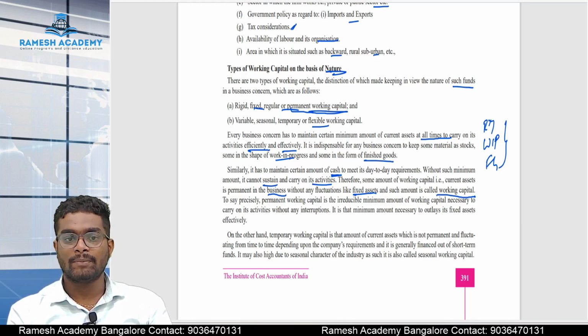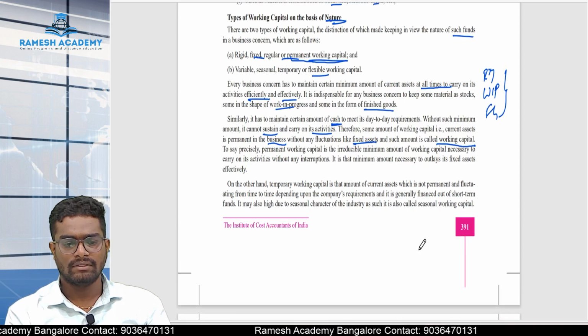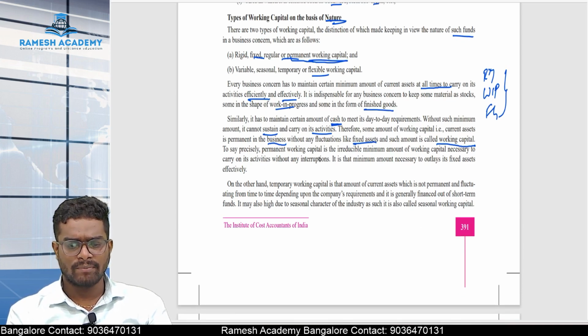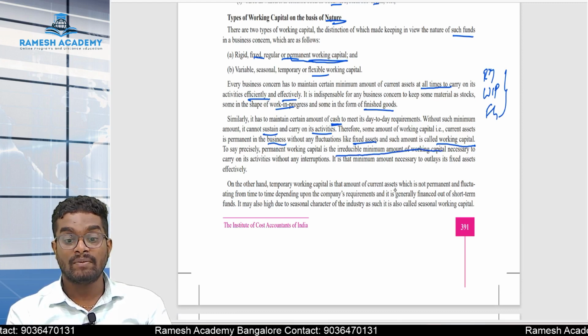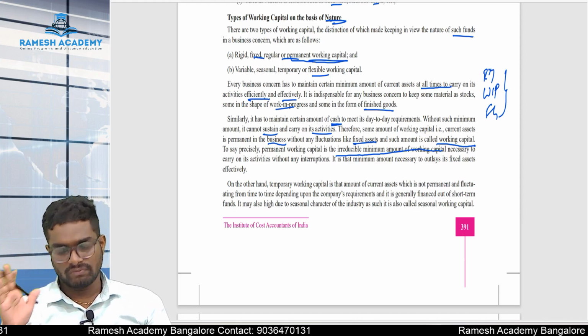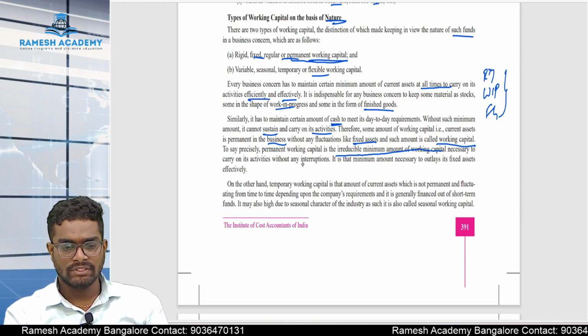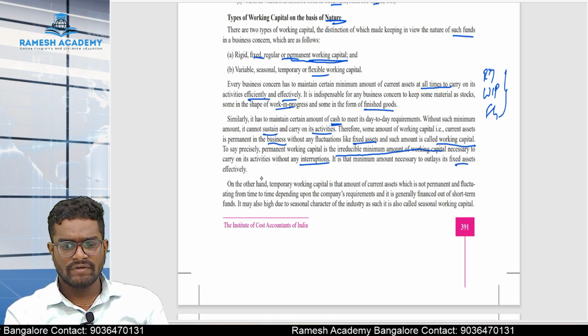Not only is it working capital, it is permanent, because we have to maintain this at every point of time. To say precisely, permanent working capital is the irreducible minimum amount of working capital. So you cannot go below this level, because we have to make payments every day, necessary to keep its activities going without any interruptions. It is that minimum amount necessary to outlay in the fixed asset effectively.